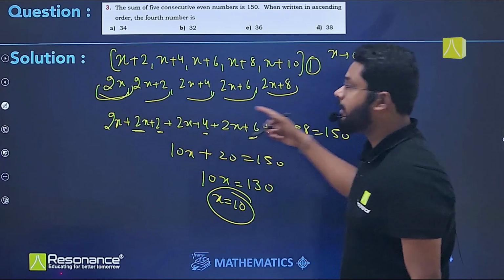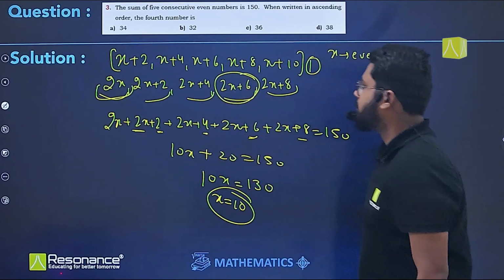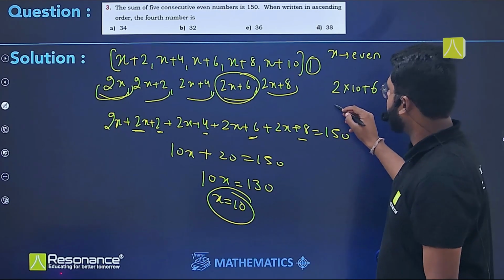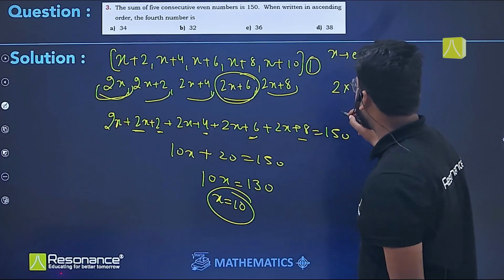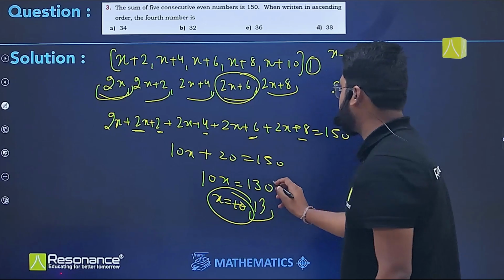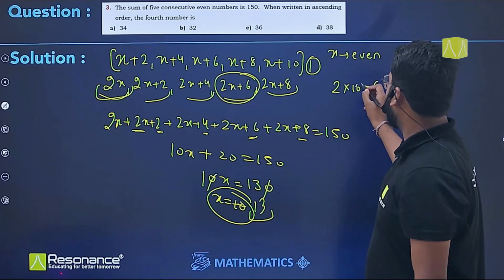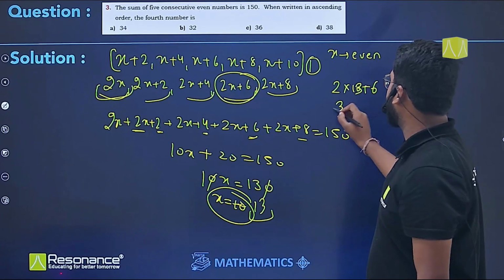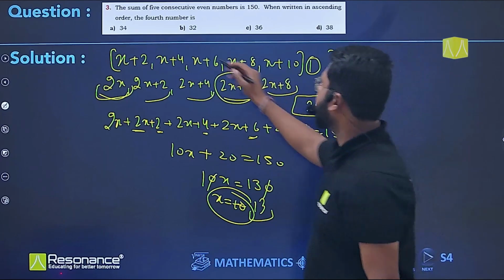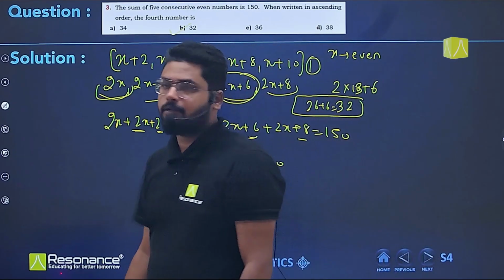These are already in ascending order. So the fourth number will be 2x plus 6. Sorry, x is 13. Here x is 13, because we cancel the 0 with the 0, so x will be 13. So 2 into 13 plus 6. So 26 plus 6, you will get 32. So the fourth number will be 32, because x is 13.